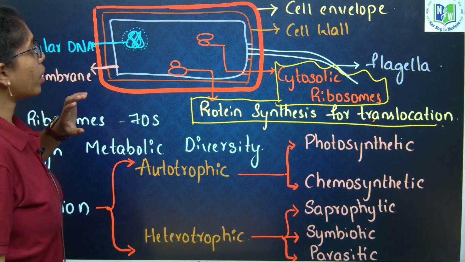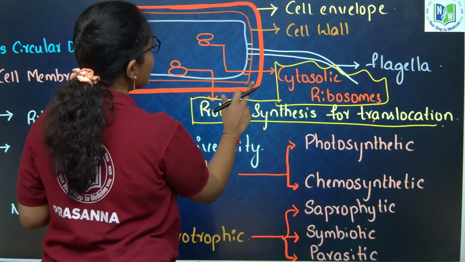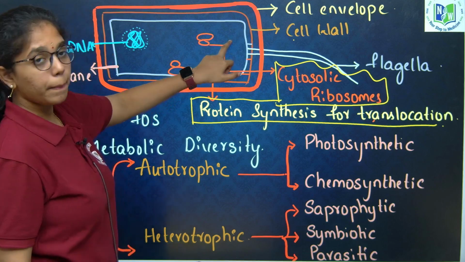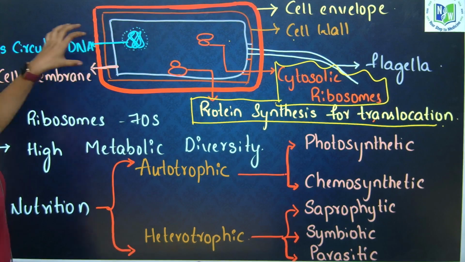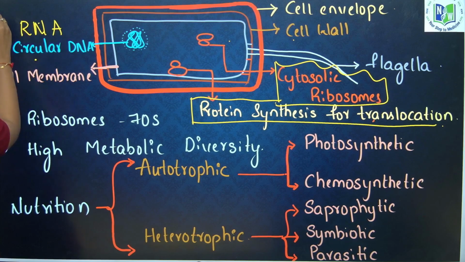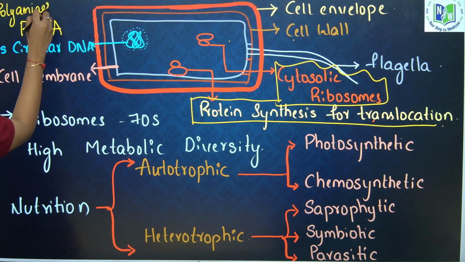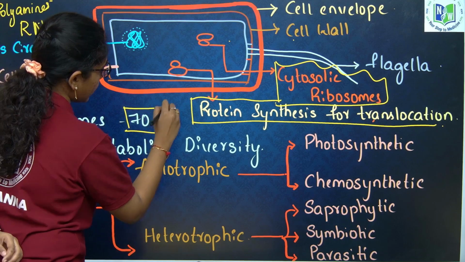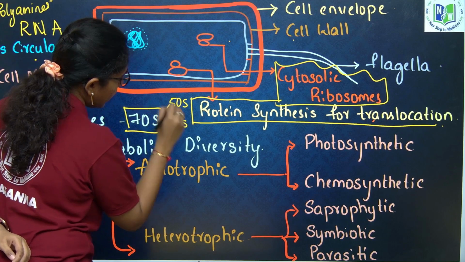If you keenly look into a bacterial cell, it is first covered with a cell envelope, then a cell wall, then plasma membrane. So, what is the nucleoid constituted with? Double-stranded circular DNA, RNA and polyamines. Next, ribosomes are of what type? 70S ribosomes, wherein the larger subunit is 50S, the smaller subunit is 30S.